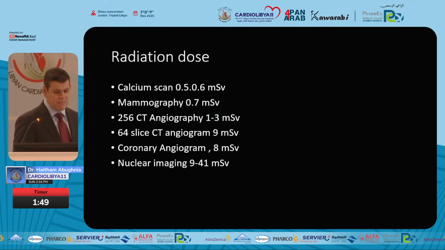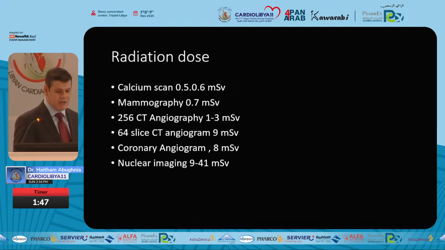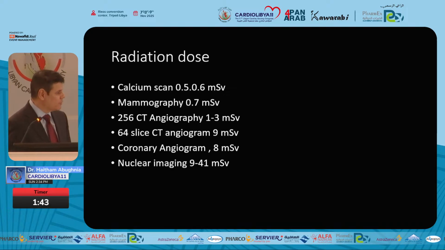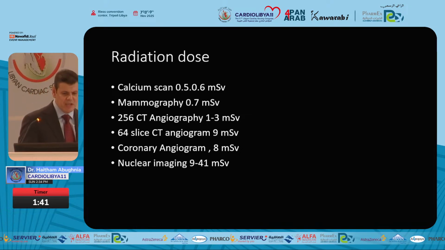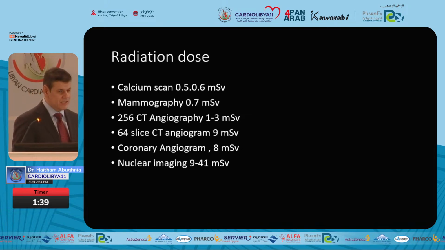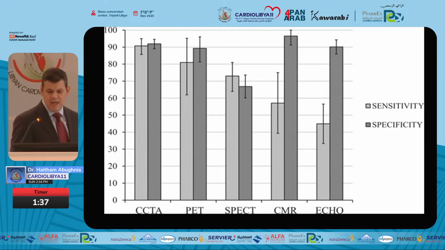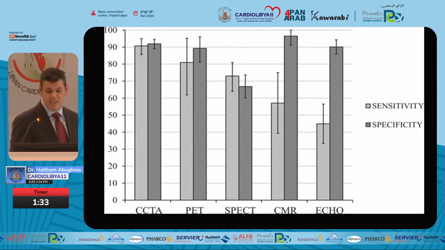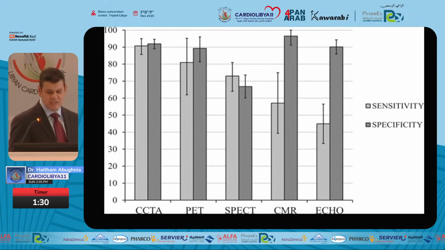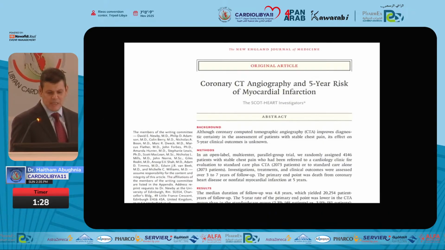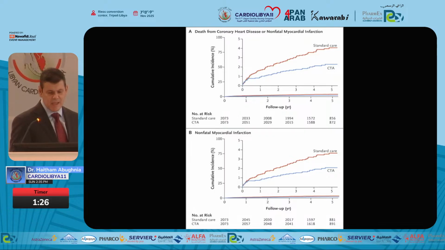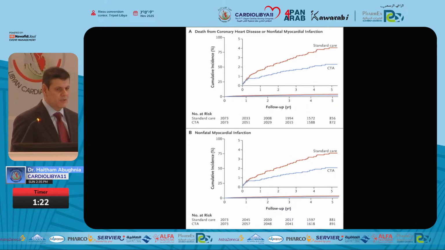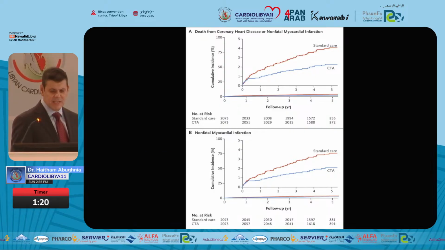Radiation is not that much. For the scoring system, it's like a mammogram for the cardiac CT with the advanced imaging, the 256. We're talking about 1 to 3 millisievert, so it is fair compared to the other cardiac imaging modalities, including cath and nuclear. It's really sensitive and specific compared to other imaging modalities. It's well known that if you do a CT, your chance of survival down the road is higher.